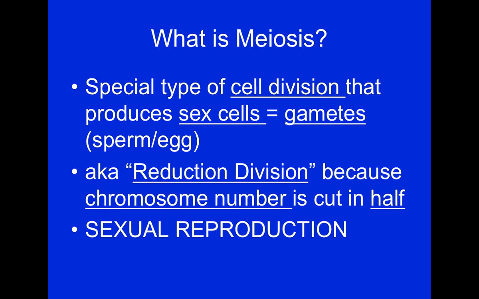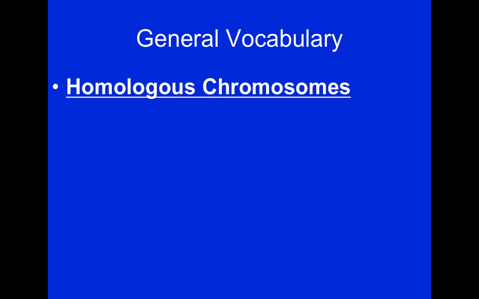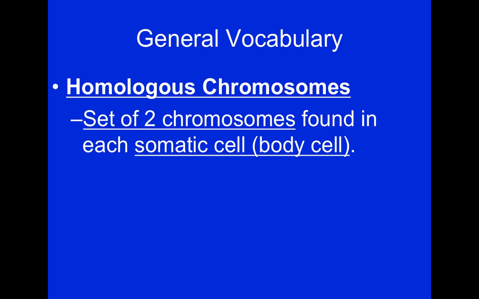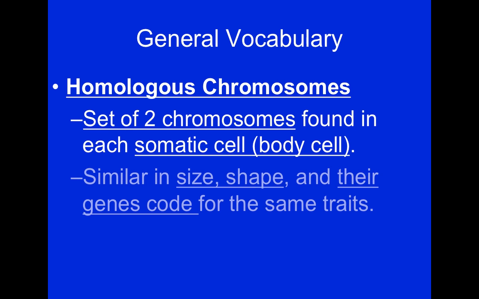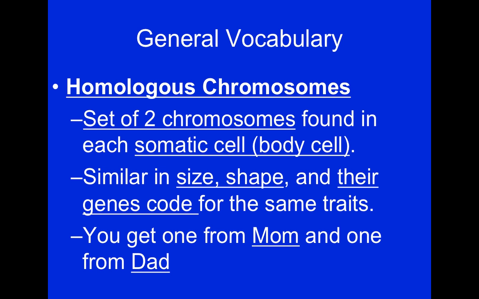So let's go through some general vocabulary here, and then we're going to do the chart that actually takes us through the process of meiosis before you do your lab. So the first piece of vocabulary is what we call homologous chromosomes. Now, you've seen this prefix before, homo, which means same. So these chromosomes are the same. These are two chromosomes found in each body cell, somatic cell. And how they are the same, they are the same in size, they're the same in shape, and they're also the same for the genes that they code for. You get one of these from mom and one of these from dad.